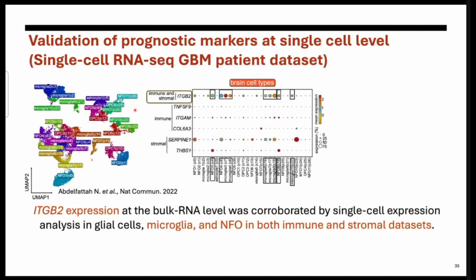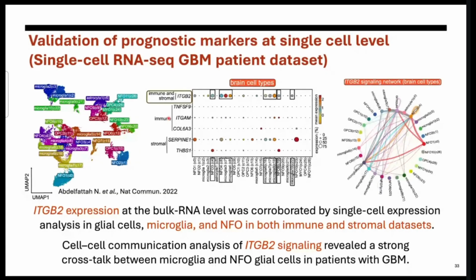And then when we looked into the expression of these prognostically relevant markers, which we identified in the previous analysis, ITGB2 especially stood out because it is highly upregulated in both immune cells and stromal cells. We saw that it is upregulated in bulk RNA sequencing, and also at the single cell level, it is upregulated in the microglia module and also the newly formed oligodendrocytes. So we took this particular gene for further analysis.